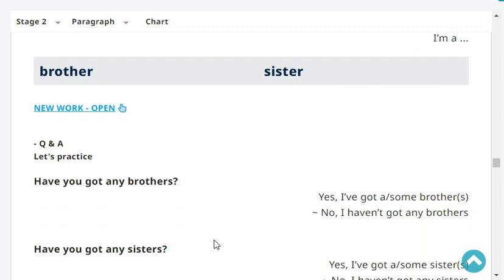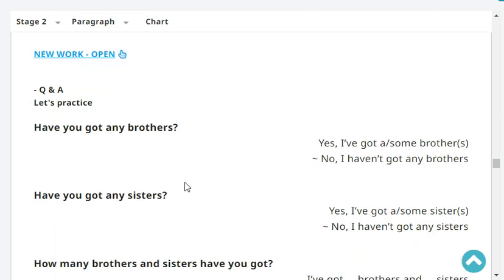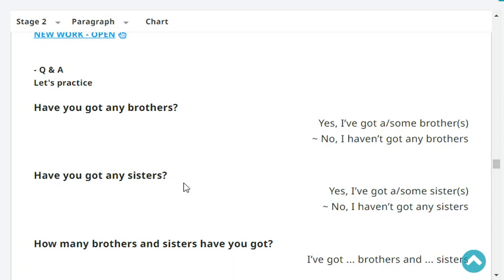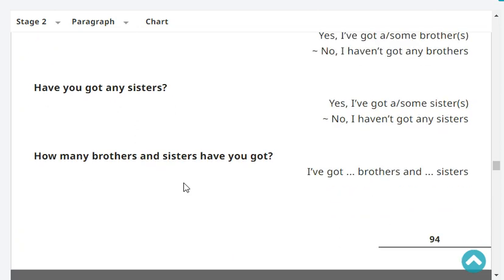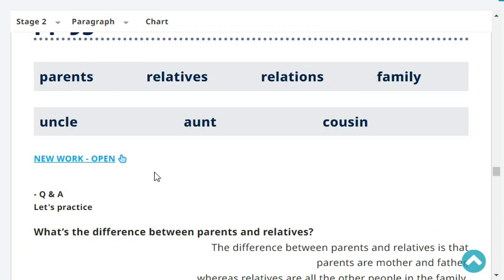Have you got any brothers? Yes, I've got a brother. Very good. Have you got any sisters? No, I haven't got any sisters. Very good. How many brothers and sisters have you got? I've got one brother and no sisters. Very good. Okay, next.